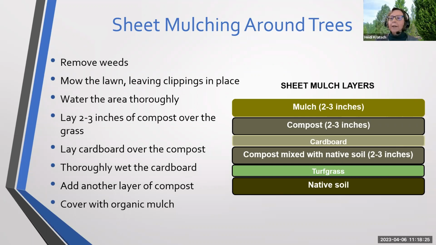Just remember, when you lay the pieces of cardboard, you want to make sure to overlap them by about 6 to 8 inches so that you can try to eliminate as much light as possible, so you don't get any of your weed seeds that might be in the soil to germinate through that sheet mulch process. And then you want to thoroughly wet that cardboard and add another layer, 2 to 3 inches of compost, and then finally cover that whole thing with organic mulch. So you end up with something that looks like this.